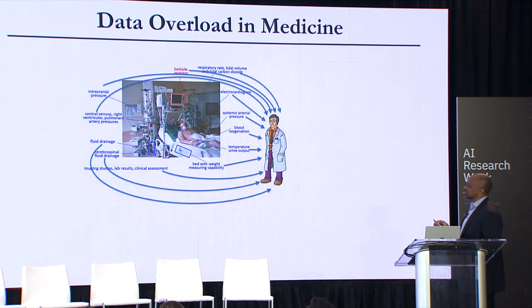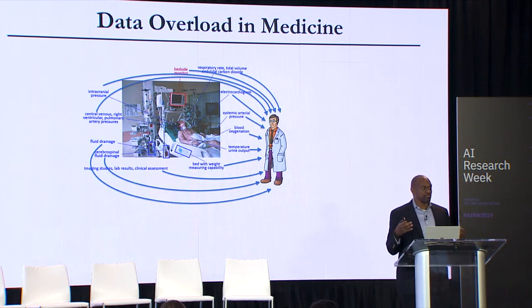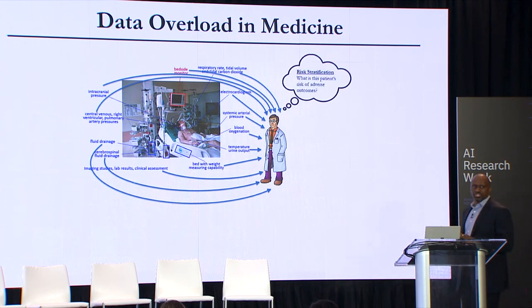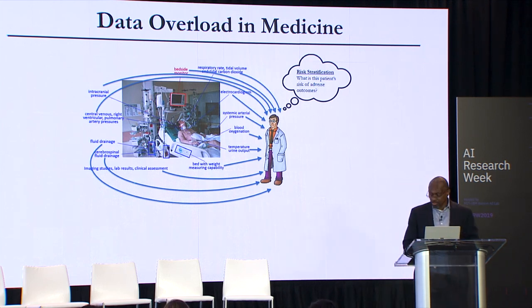It's really more like this. This is a patient who is in an intensive care unit. There are multiple sensors, multiple pieces of data, and the clinician is bombarded with this information. But the questions are the same. So the clinician asks, what is this patient's risk of adverse outcomes? Is this somebody I have to worry about? Is this somebody for whom I have to expend resources to lower his or her risk?